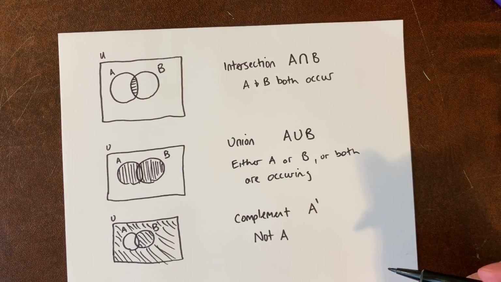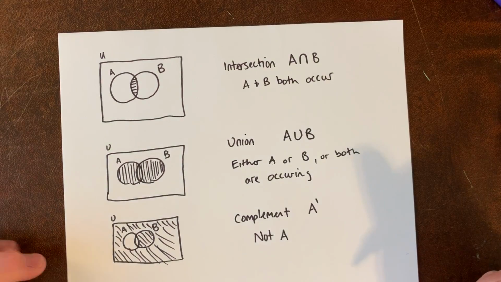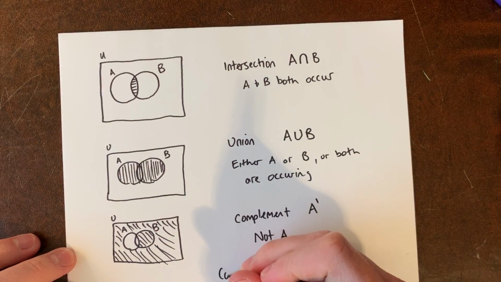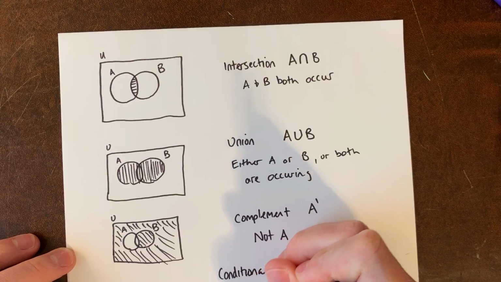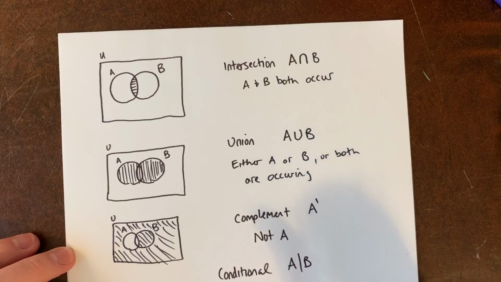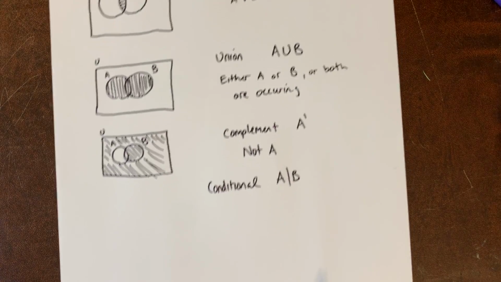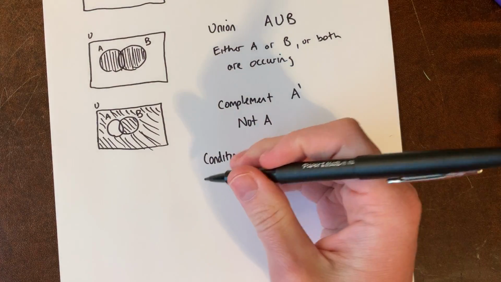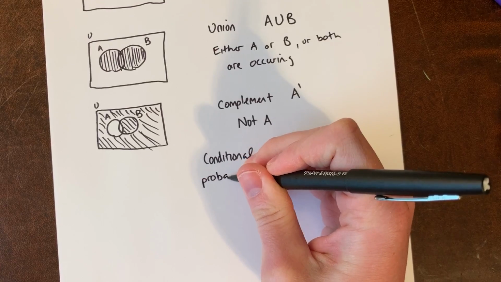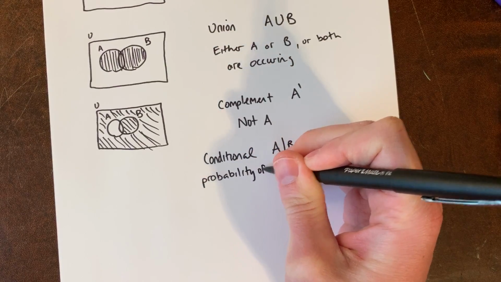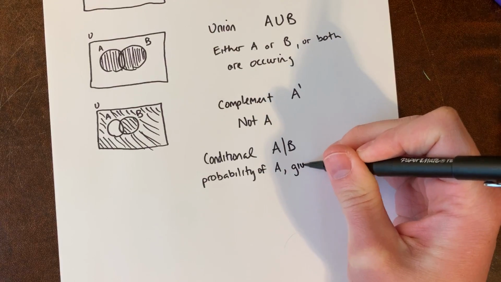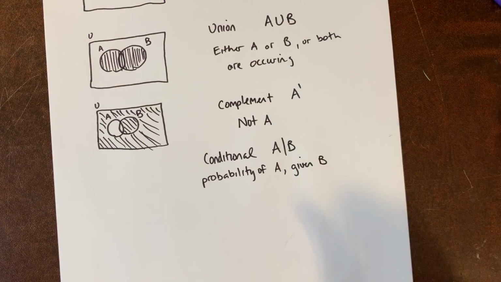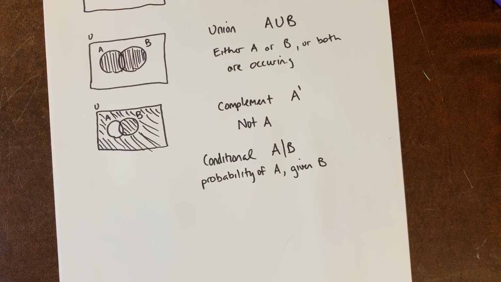And lastly is a conditional. It's not going to have a drawing, but a conditional would be something like this. And we would read it as the probability of A given that B has occurred. And we'll look at some examples of that, but I don't think that'll be today. I think that we'll look at the conditional ones on Thursday.